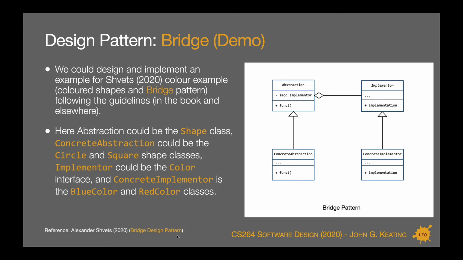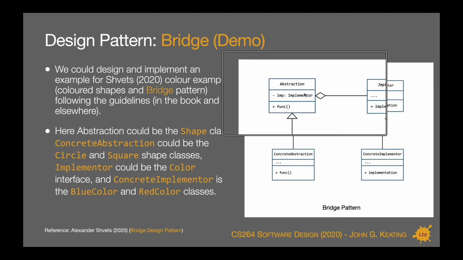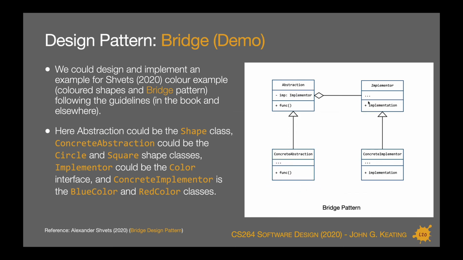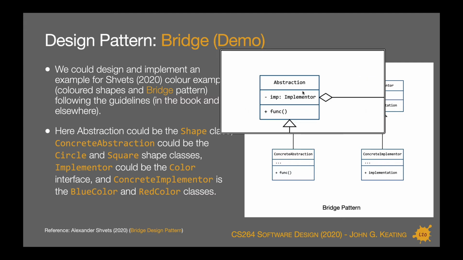So, and in other places, of course. We could design this color example using colored shapes and the bridge pattern, following the guidelines. So there are guidelines in the book, guidelines on the website, guidelines on another website, and we're basically working through this here. So we take the UML pattern because this is our guideline. Okay, so here our abstraction, that could be a shape class.